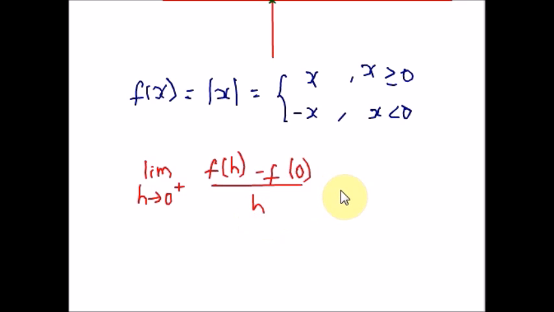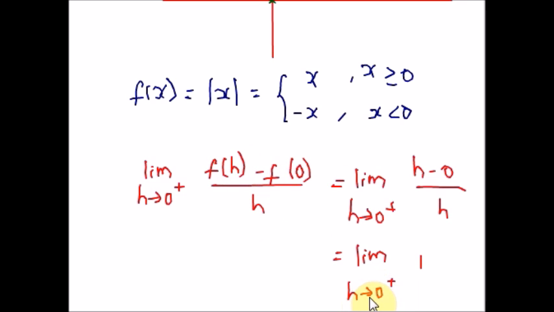So this will be equal to h minus 0. Am I right? H minus 0 divided by h. It means h over h. So the limit as h tends to 0 positive is 1. So this will become equal to 1. Cancellation of h, okay, since h is not equal to 0 for the limit at 0.